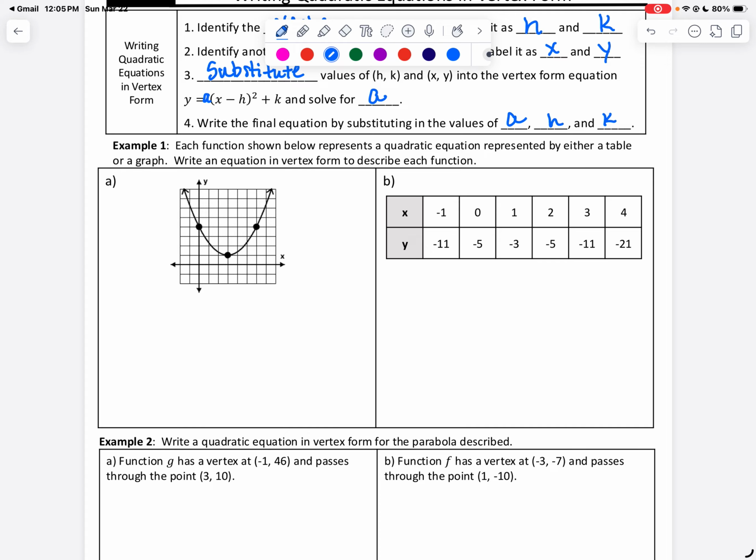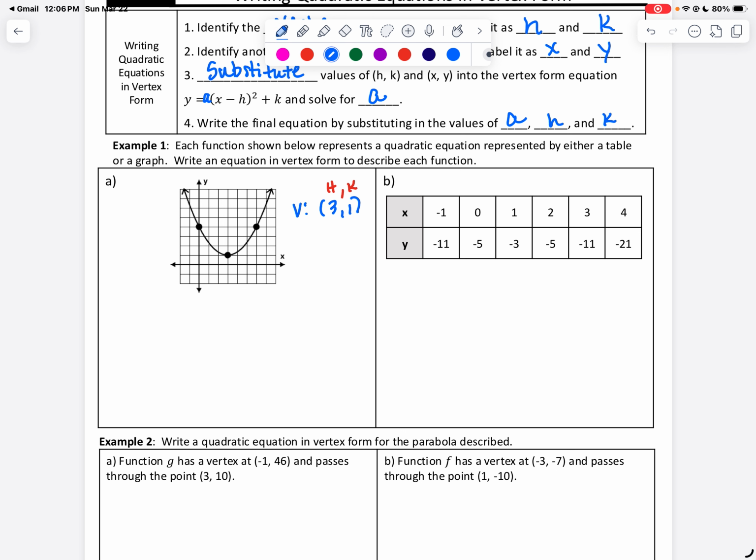So here we have a parabola. It says each function shown below represents a quadratic equation represented by either a table or a graph. Write an equation in vertex form to describe each function. So in this parabola, if we identify the vertex, 1, 2, 3, we can see that it is 3, 1. Now, our steps above told us to label the vertex as h, k. So our h value here is 3, our k value is 1.